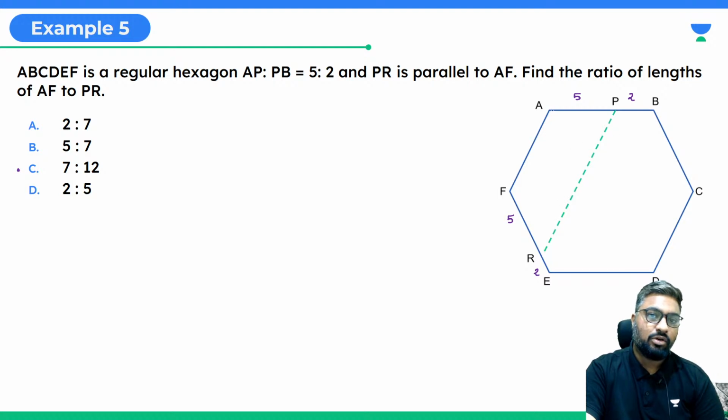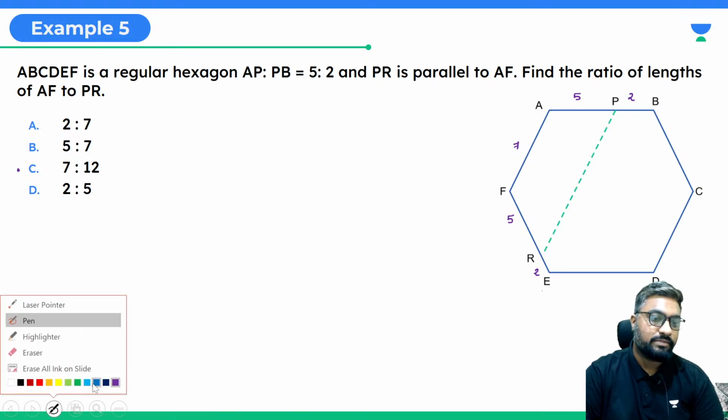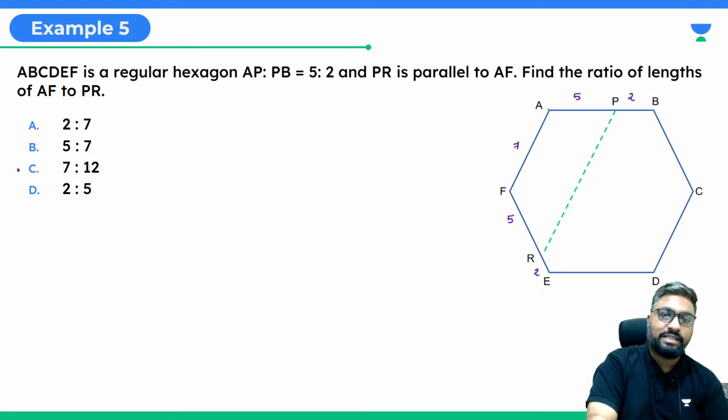Now to get the ratio of AF to PR, if AB is 7 then AF will also be 7, because this is a regular hexagon. If we take AB as 7 and FE as 7, then AF will also be 7, right? So what do we have to find out? We have to find out the ratio of AF to PR. So how is that possible? That's possible by extending this side.